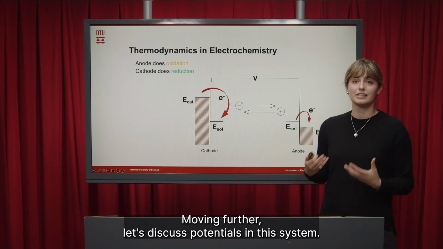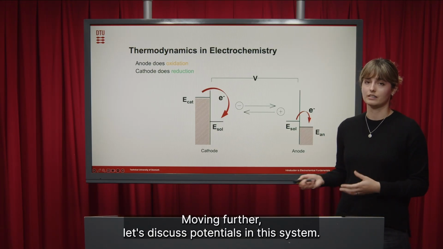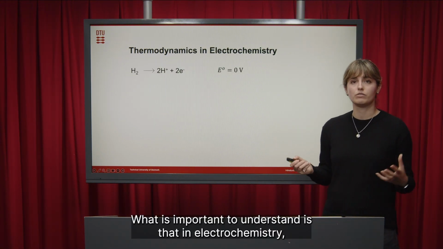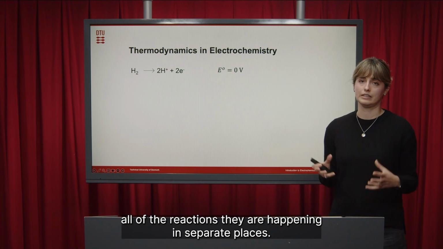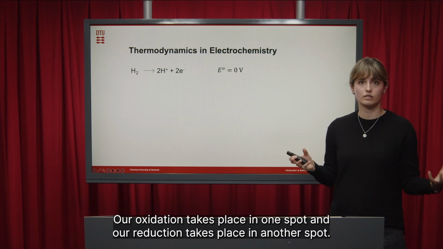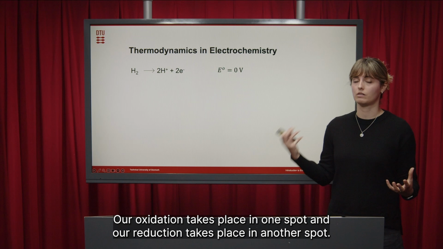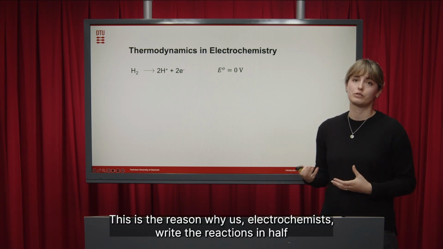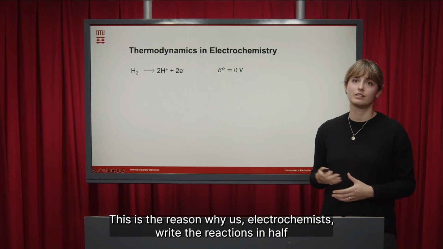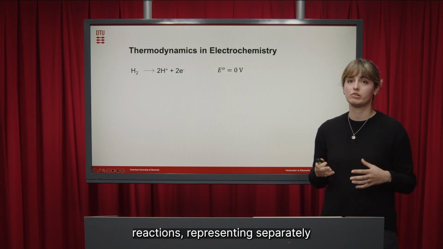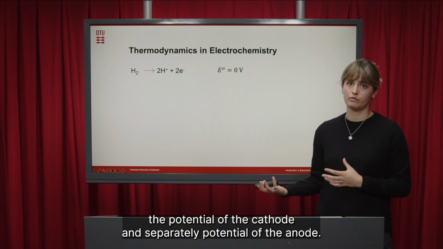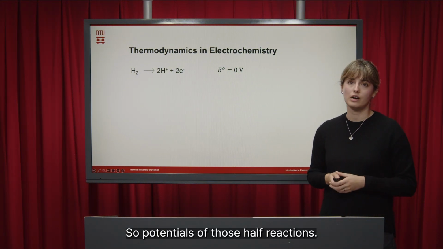Moving further, let's discuss potentials in this system. What is important to understand is that in electrochemistry, all of the reactions are happening in separate places. Our oxidation takes place in one spot and our reduction takes place in another spot. This is the reason why we electrochemists write the reactions in half reactions, representing separately the potential of the cathode and separately the potential of the anode. So, potentials of those half reactions.